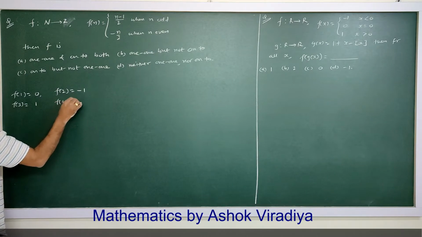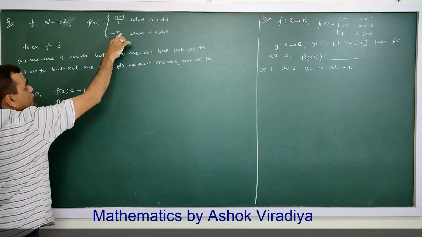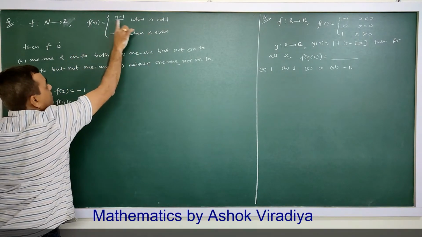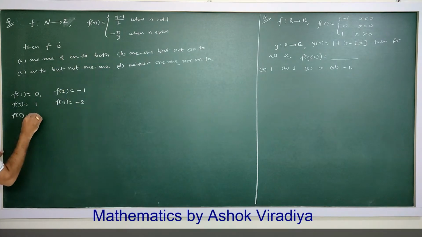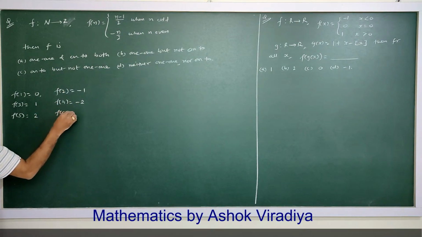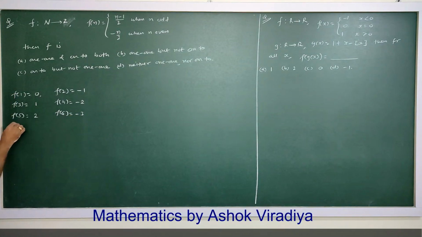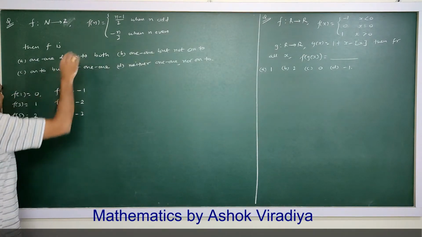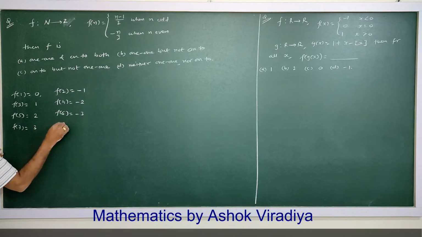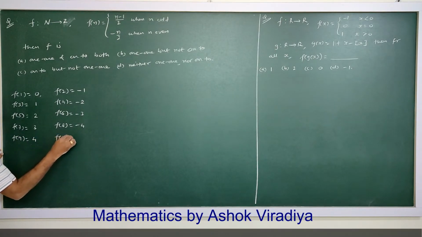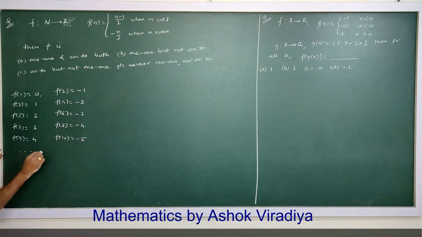f of 4. 4 is even. So minus 4 by 2, that is minus 2. f of 5. 5 is odd. 5 minus 1, 4 by 2 is 2. f of 6, minus 6 by 2, that is minus 3. If we continue this way, f of 7 will be 3. f of 8 is minus 4. f of 9 is 4. f of 10 is minus 5. We can continue this.